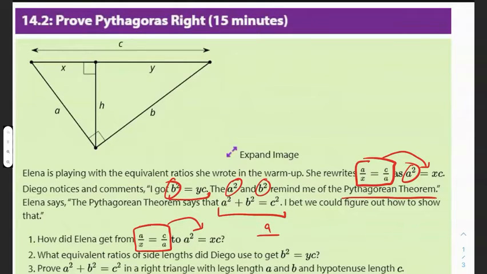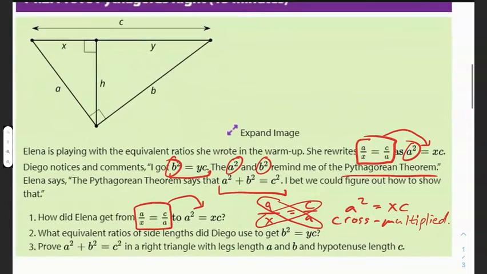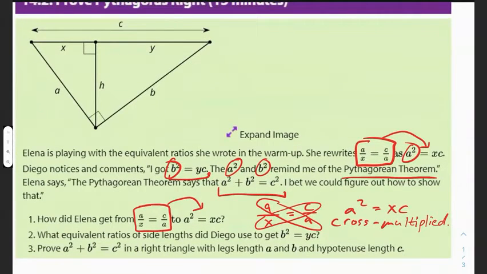Okay, so hopefully you realized she just cross multiplied, right? You have a divided by x equaling c divided by a. If you go ahead and cross multiply, and I know some of you have done that in the past, which is fine, a times a is a squared, x times c is xc. So she definitely cross multiplied. Okay. What equivalent ratios of side lengths did Diego use to get b squared?